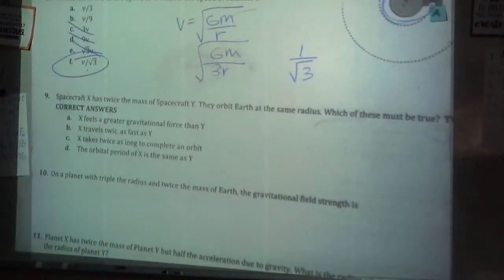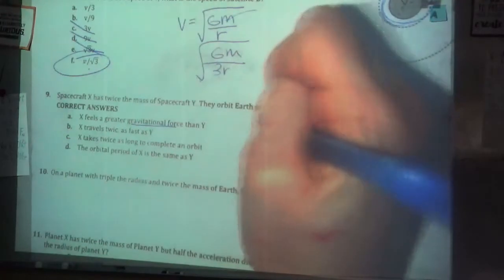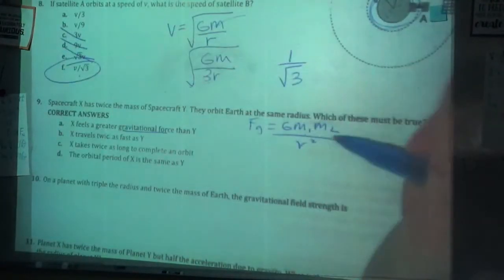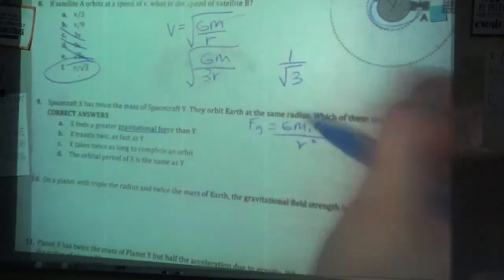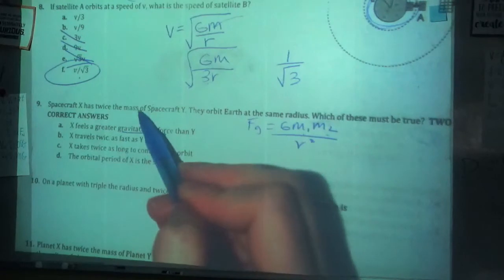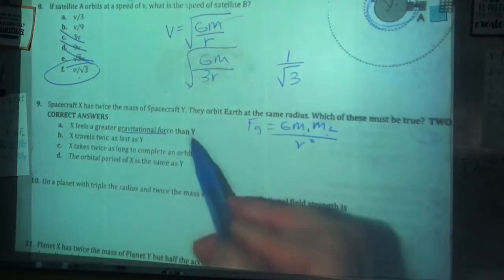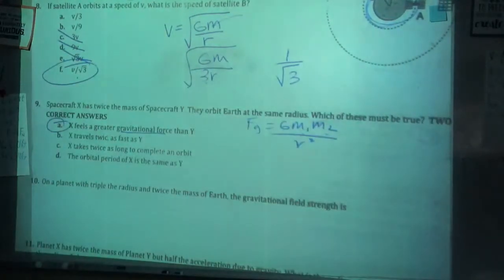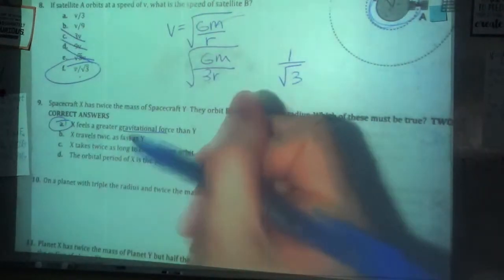Spacecraft X has twice the mass of spacecraft Y. They orbit at the same radius. Which of the following is true? First is asking about gravitational force. Gravitational force is G m1 m2 over r squared. So both the masses matter, the mass of the Earth and the mass of the spacecraft. So if spacecraft X has twice the mass, then yes, it would feel twice the force. So A is true.